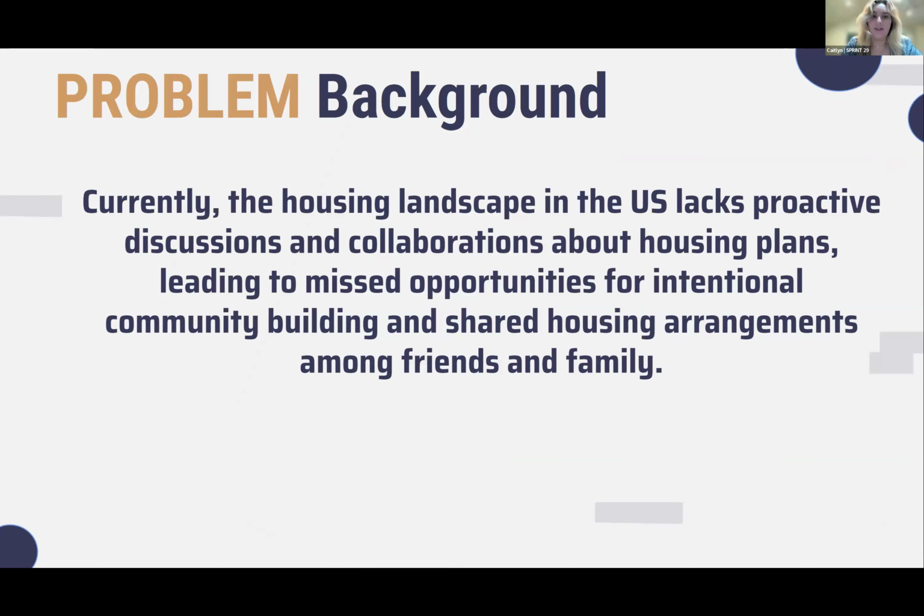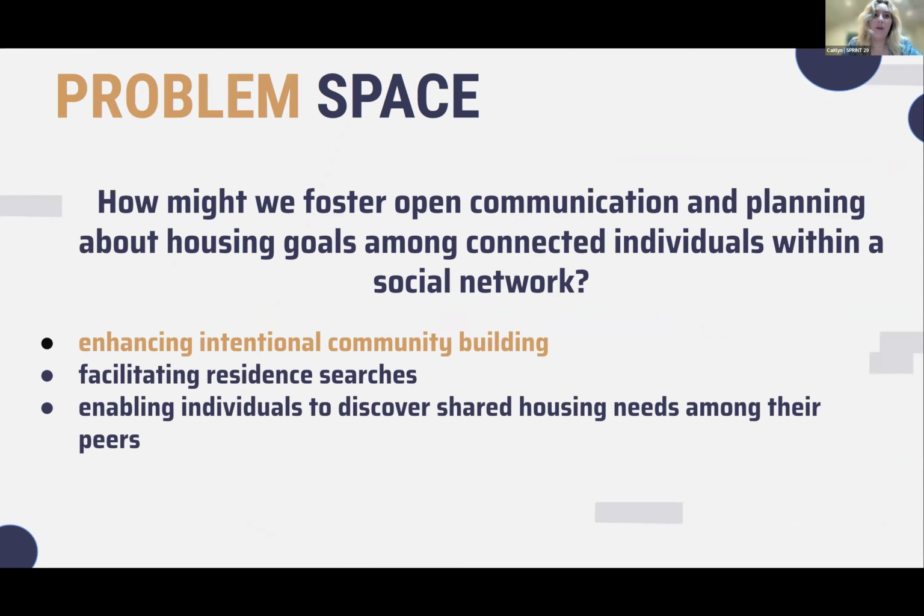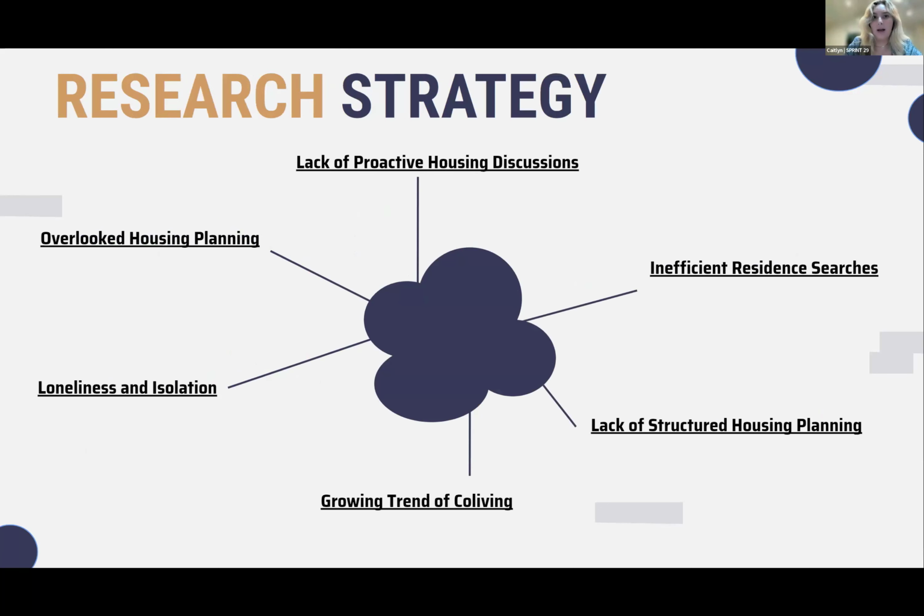The framework behind this is that the housing landscape in the US lacks proactive discussions and collaborations about housing plans, and this is leading to missed opportunities for you to build a community with people that you love and want to be around, especially as shared housing arrangements are on the rise. So the problem that we've got to figure out here is how might we foster open communication and planning about housing goals among connected individuals in a social network. Really emphasizing enhancing intentional community building, facilitating residence searches, and enabling individuals to discover shared housing needs amongst their peers.